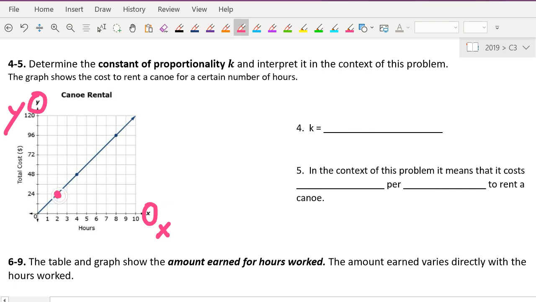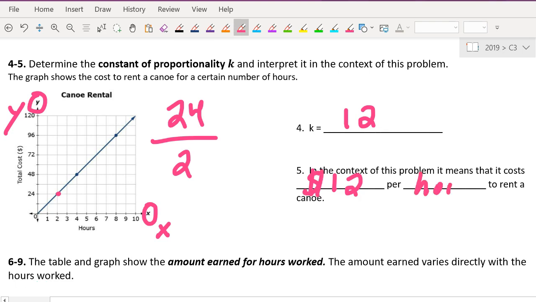What's the Y right here? 24. So let's do 24 divided by 2. So it should be 12. How many people got 12? Good for you. In the context of this problem, it means that it costs blank per blank to rent the boat. So a certain number of what per what do you think? Money per hour, exactly. Dollars per hour. So how many dollars per hour? 12. I'm going to write $12 per hour.